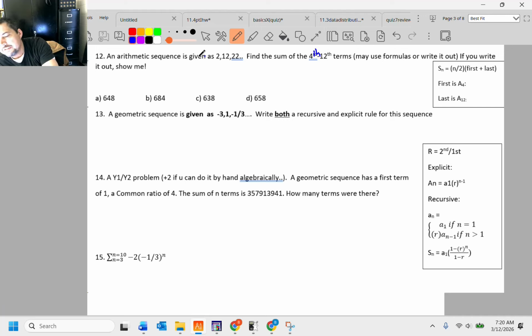Let's see here. It looks like the difference is 10. So the next one would be 32. Then we got a 42, then a 52, then a 62. We got a 72, an 82, a 92, a 102. Let's see, 4, 5, 6, 7, 8, 9, 10, 11. And the last one's 112.